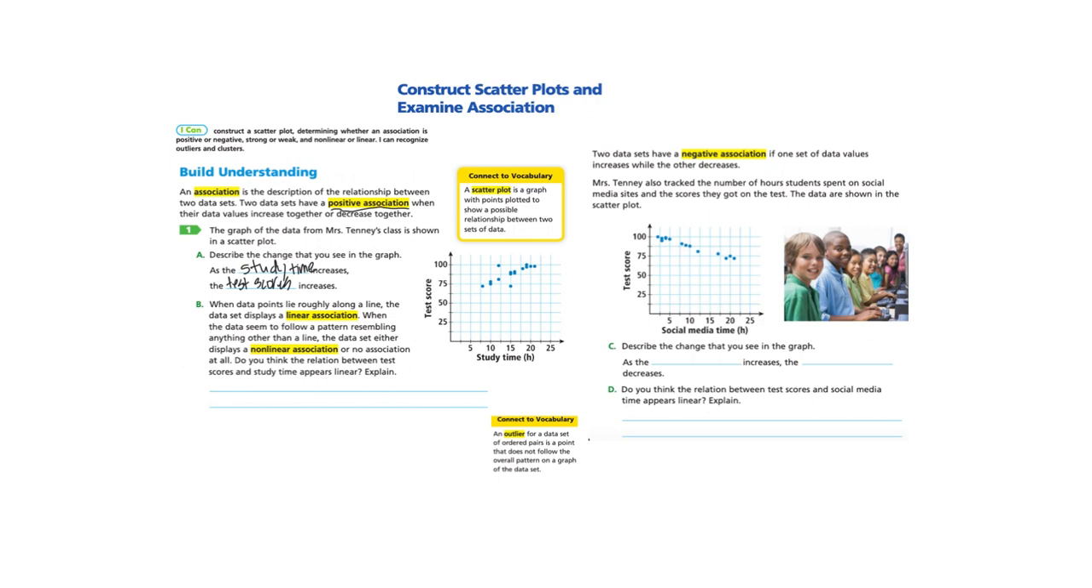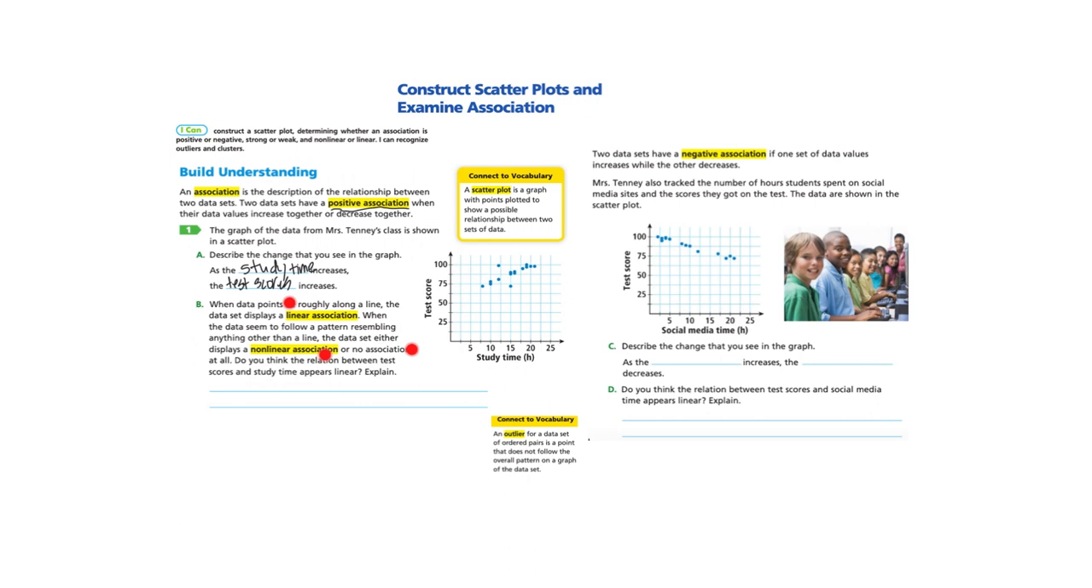When data points lie roughly along a line, the data set displays a linear association. So we'll look at that. When the data set seems to follow a pattern resembling anything other than a line, the data set either displays a nonlinear association or no association. So that's important also, and we'll get to that on the next page actually.